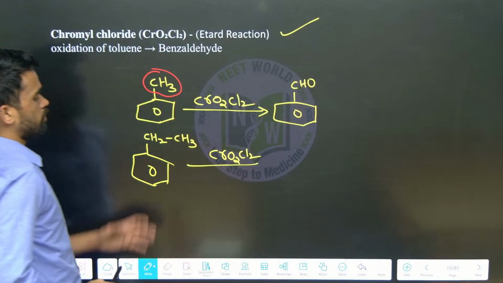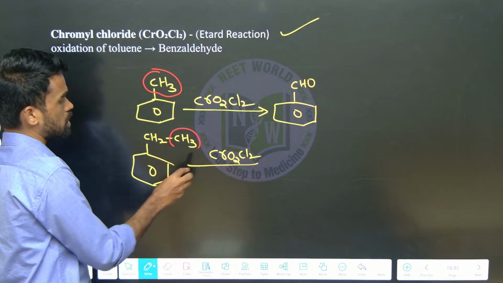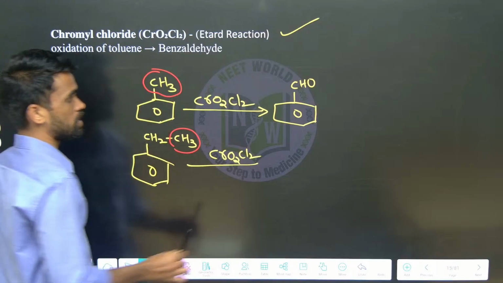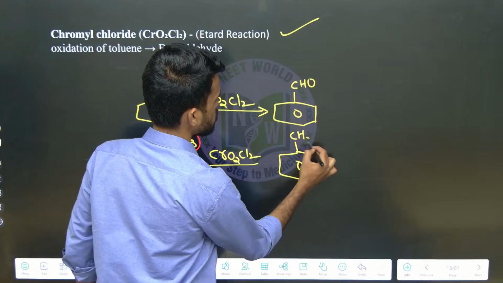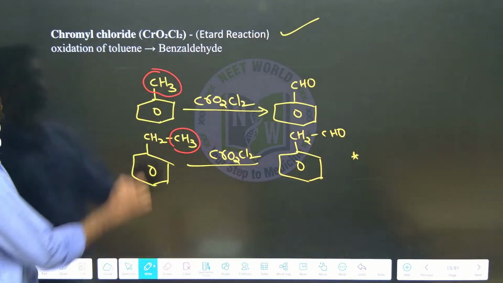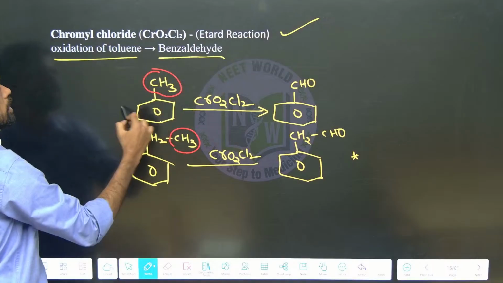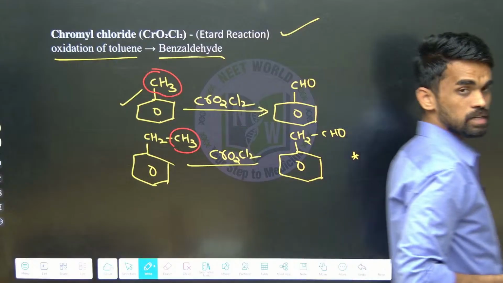See, when we have an alkyl group on the benzene ring, this terminal methyl group now converts into the respective aldehydic group, CH2CHO. This is what you need to remember here. So, oxidation of toluene to benzaldehyde. Yes, you have seen this. Right. So what is that compound called?